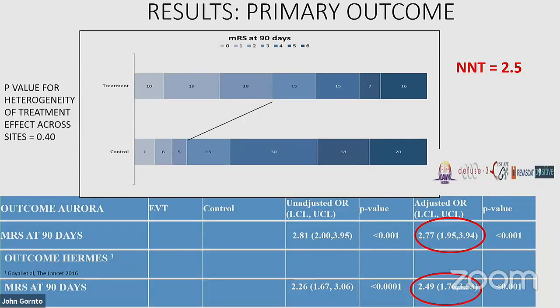And then how about outcome? Well, you can see that modified Rankin scale at 90 days is, again, very well matched between the two studies. And this really gives you a number needed to treat of 2.5, which, as you heard, is a very powerful, powerful effect.